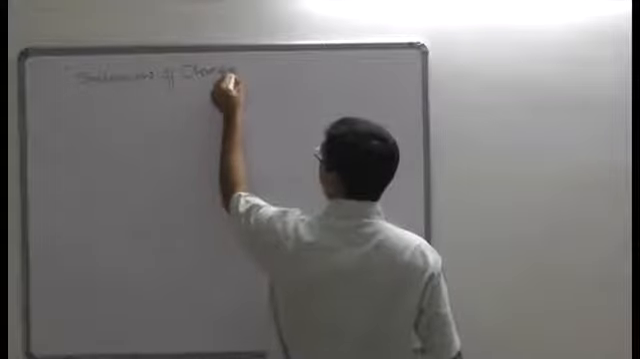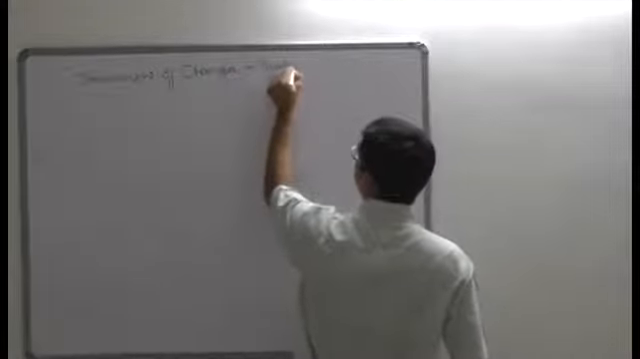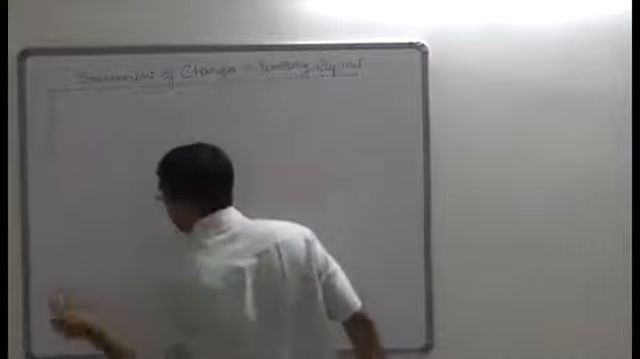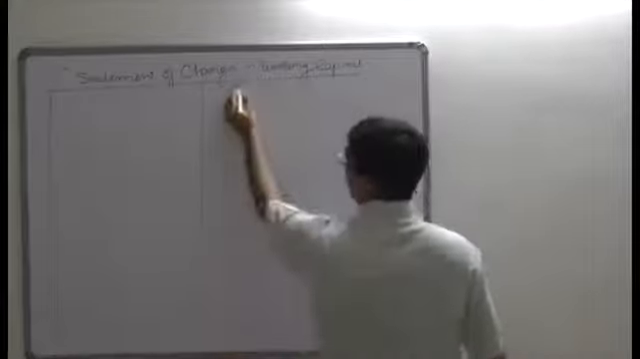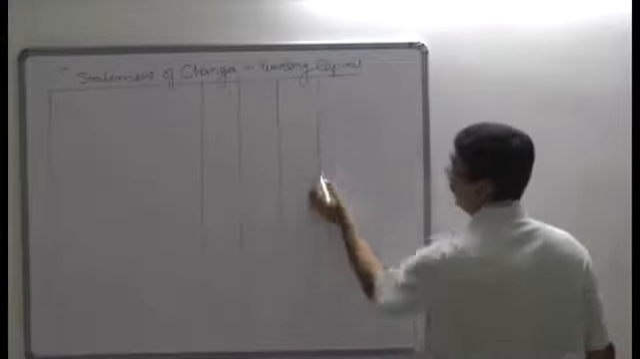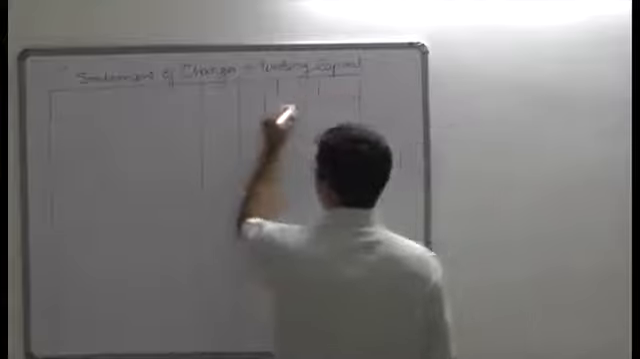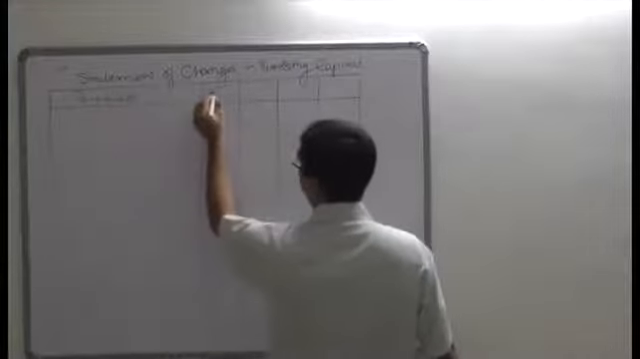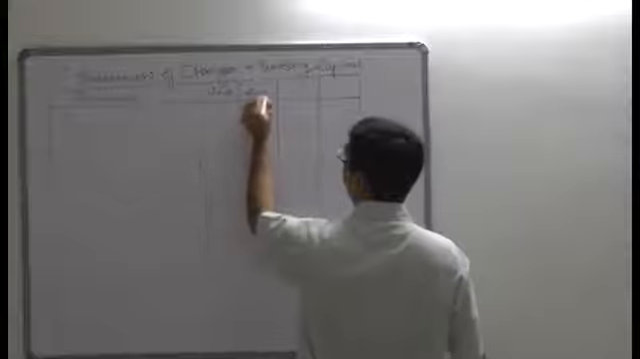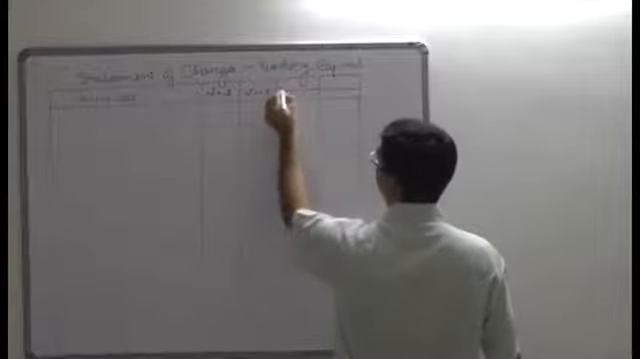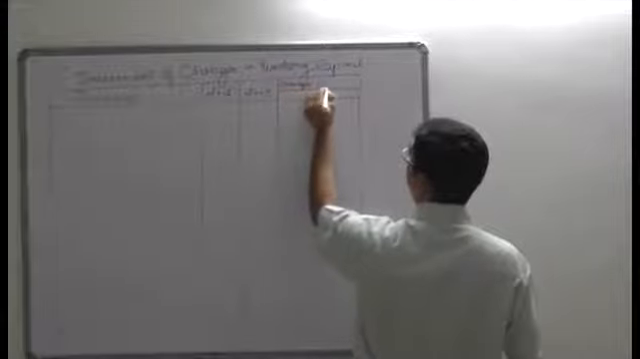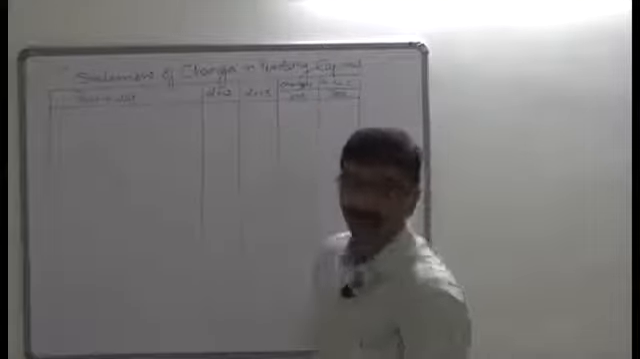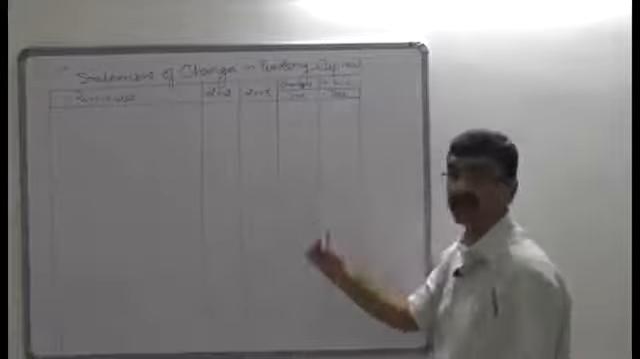of changes in working capital. This is your first part, where we are preparing the changes in working capital, and the pro forma of this is something like this: 2002 year data, 2003, then the changes in working capital, which is increase and decrease. This is your format where the changes in working capital have happened.